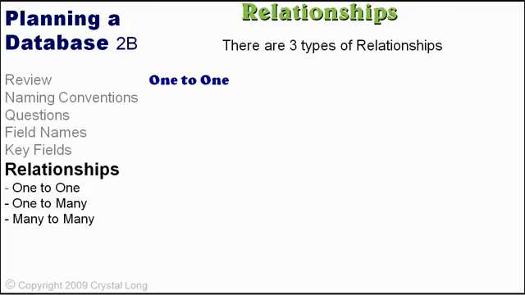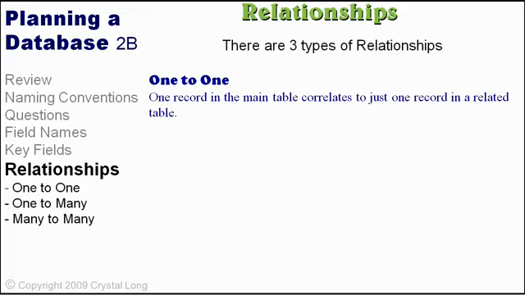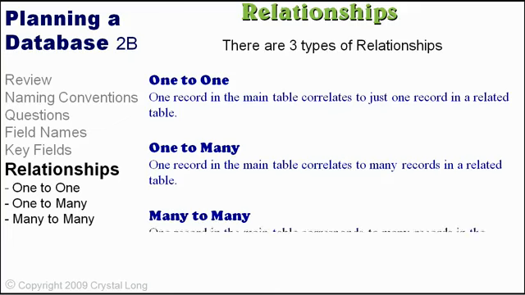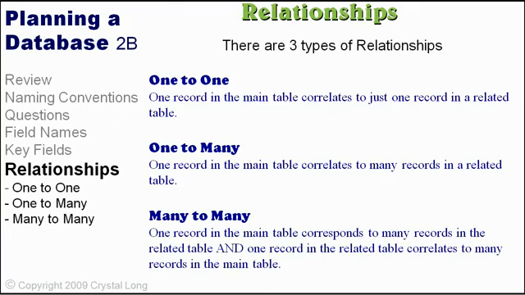There are 3 types of relationships. A one-to-one relationship is when one record in the main table correlates to just one record in a related table. A one-to-many relationship is when one record in the main table correlates to many records in a related table. A many-to-many relationship is when one record in the main table corresponds to many records in the related table, and one record in the related table correlates to many records in the main table.